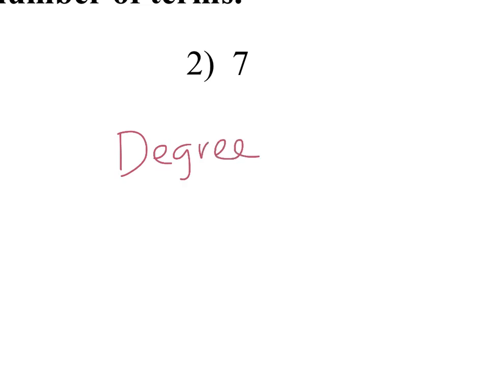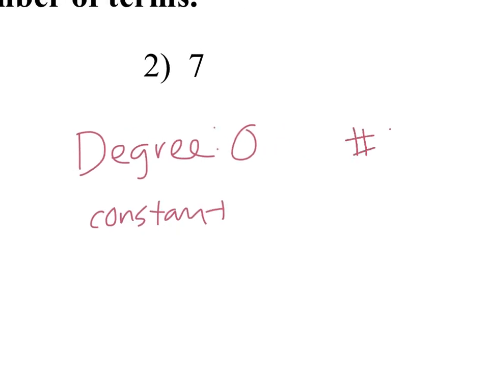Okay, let's look at number 2. It's already in standard form, so we don't need to do anything. What's the degree? Let's do that first. The degree is 0. So if there's no x's in it, our degree is 0. And what do we call something with a degree of 0? Constant. And how many terms do we have? 1. And what do we call something with 1 term? Monomial.